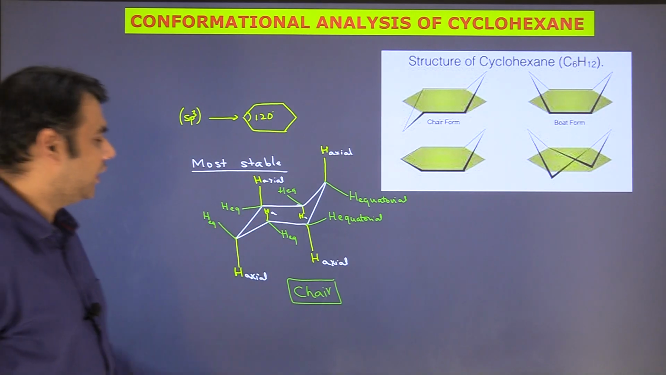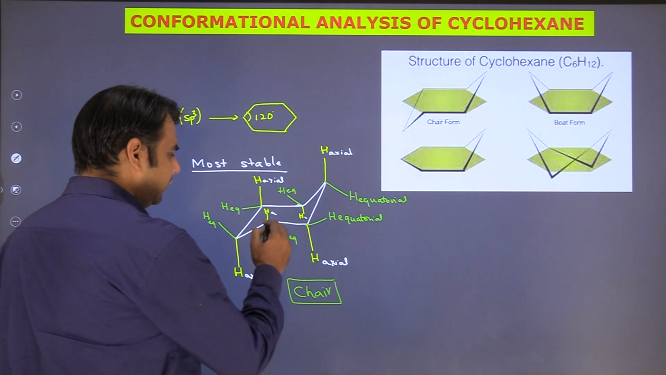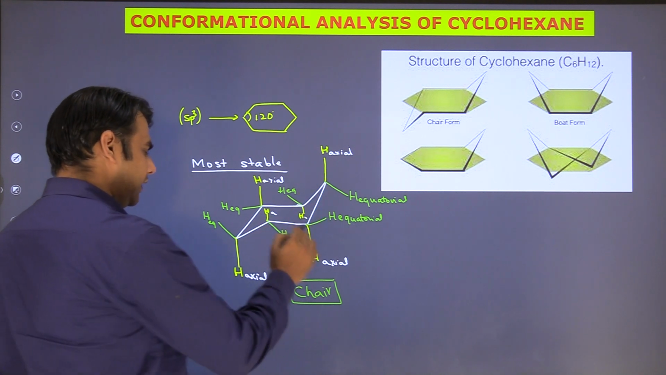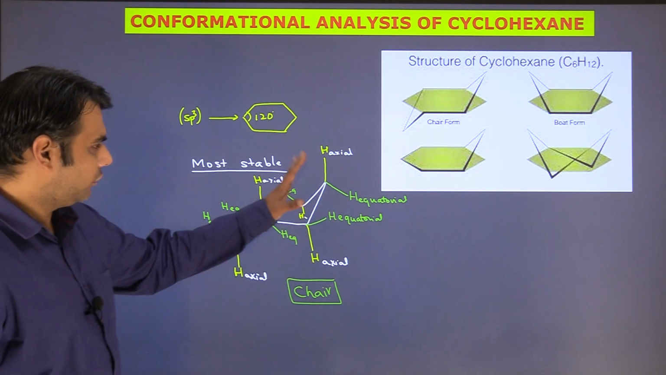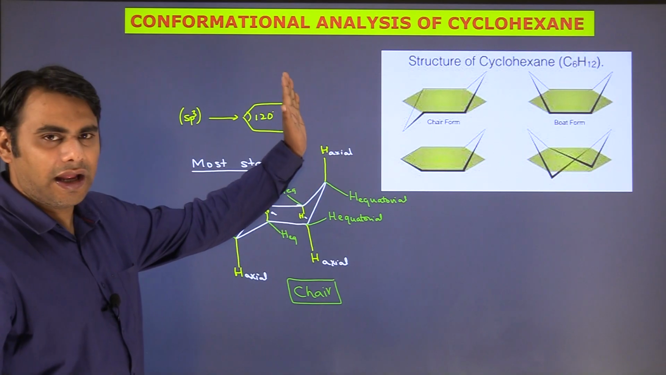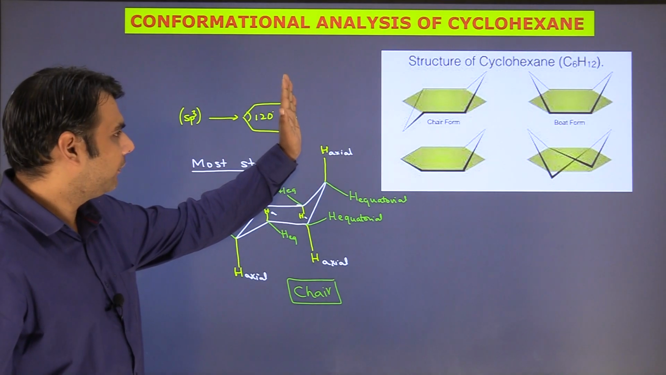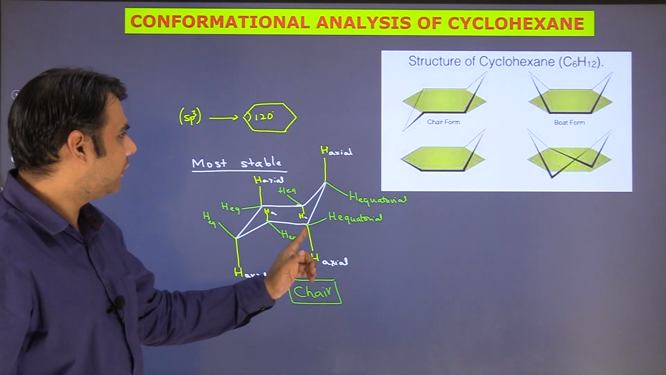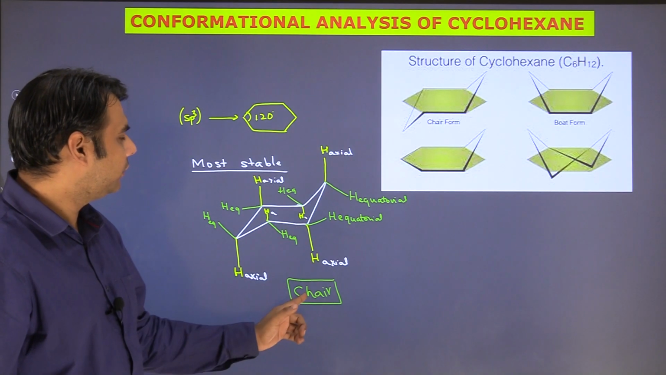So this is like a chair. You can see that this is basically your chair sitting area. This is your leg. This is your rest part. So I hope you have understood now. So when axial hydrogen is going above the plane, the adjacent carbon will have the hydrogen going down the plane.